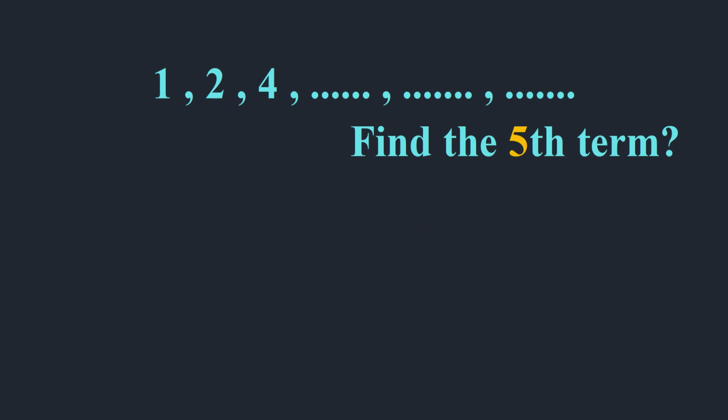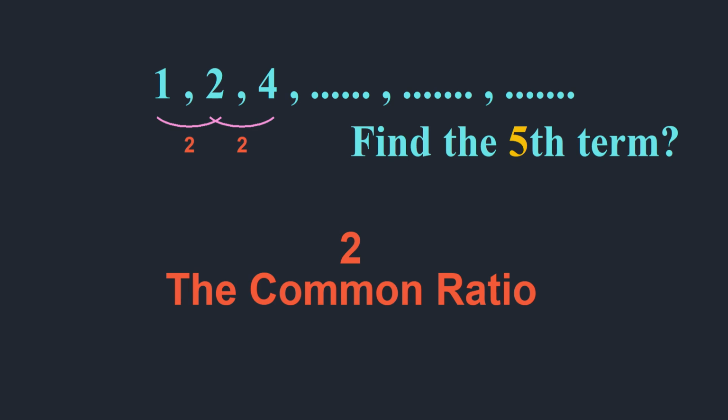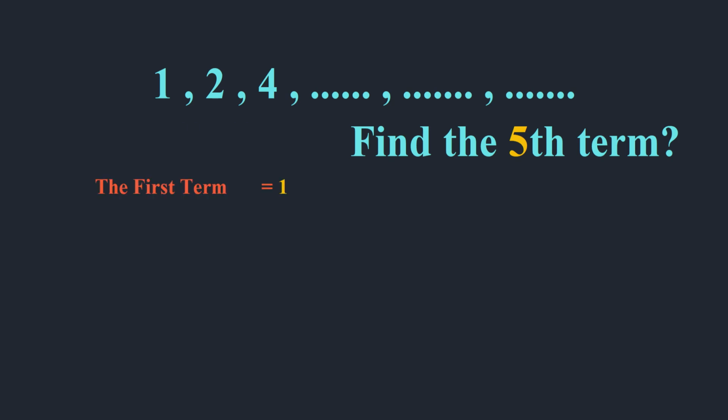As you can see, we found that each term is multiplied by 2. This 2 is what we call our common ratio. Since the first term is 1, we can get the second term by multiplying the first term by 2. And the second term is 1 times 2, which equals 2.